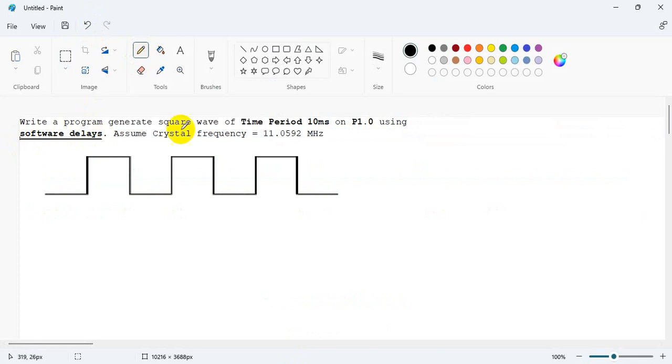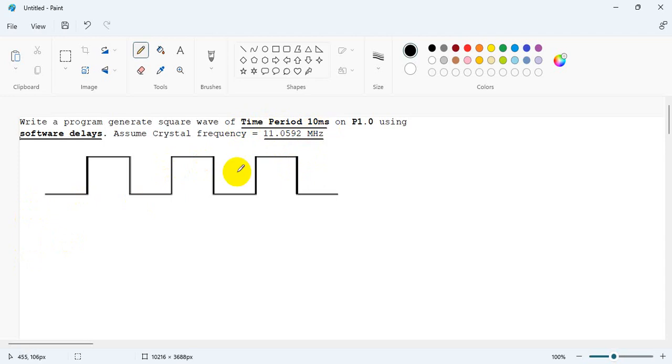And the crystal frequency given is 11.0592 megahertz, right? And it is not mentioned which timer to be used and which mode to be used. So you are free to use any timer and any mode. So it's up to you. So for that, first we have to see what is the delay we have to plan.